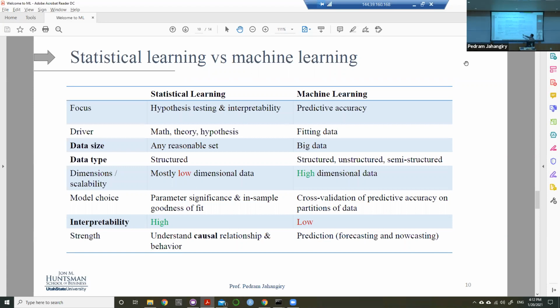And data type, we talked about it, the structure: structured, unstructured, semi-structured. Guys at home, I know that you don't see the laser. Okay, and sorry about it.